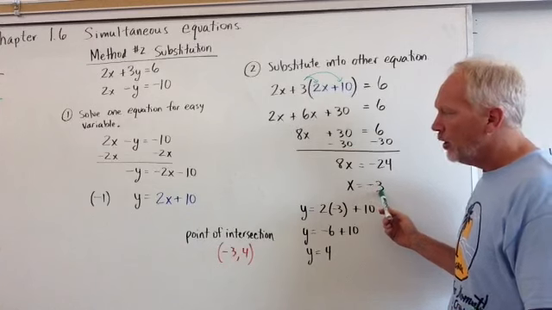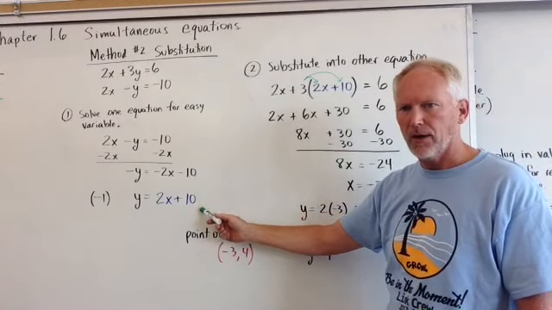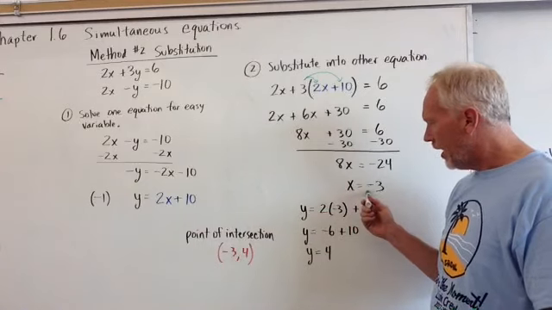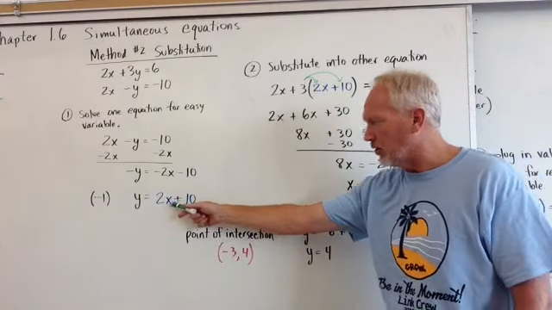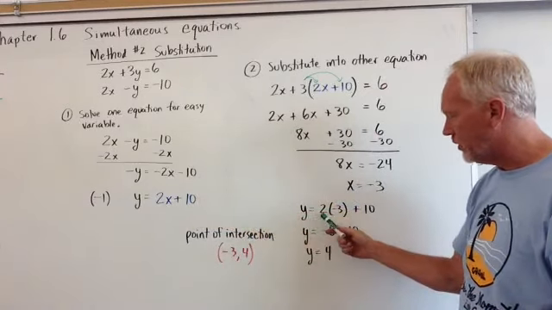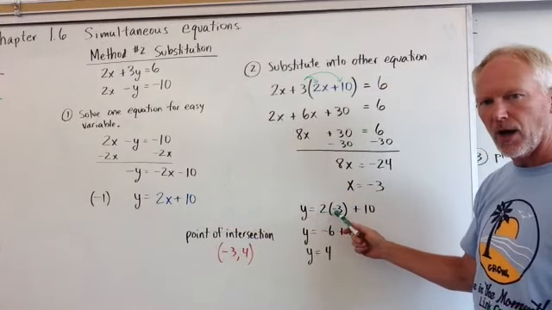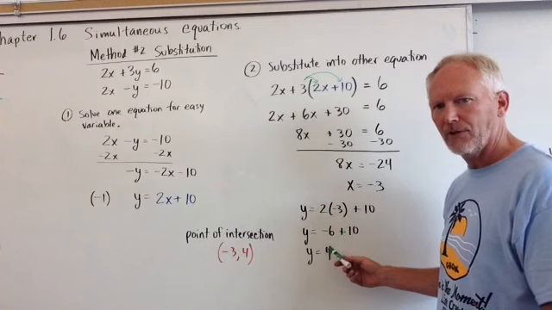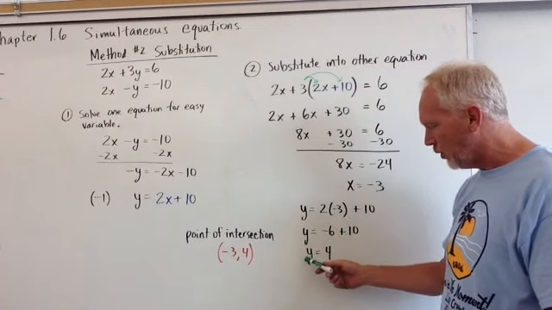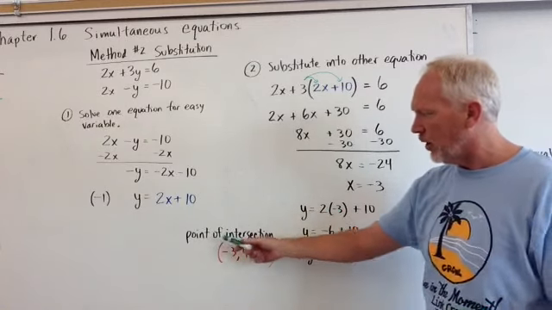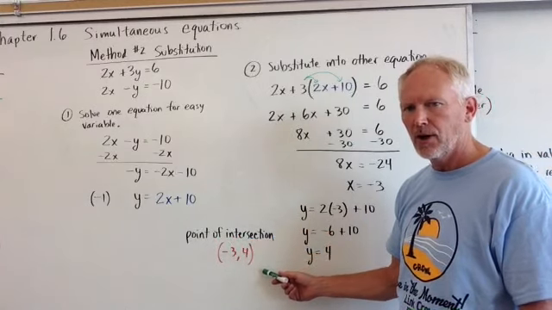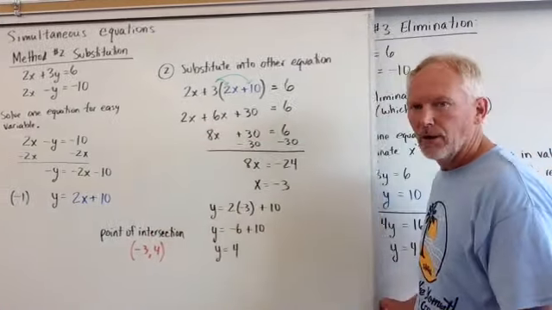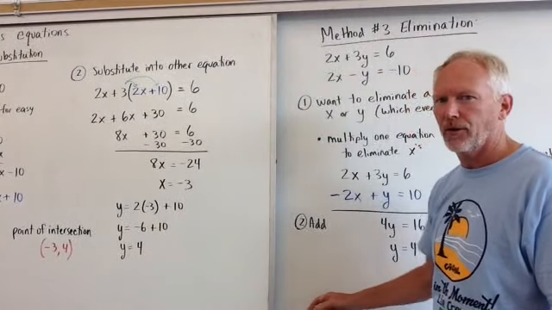What do we do with the negative 3? Well, we've already solved for what y is over here. So now what we have to do is take this negative 3 and plug it back into this equation, and we find out what y is. So let's do it. y is equal to 2 times negative 3 plus 10. 2 times negative 3 is negative 6 plus 10, so y is equal to 4. So again, our point of intersection was at negative 3, 4. Awesome. On a roll. So let's look at the final method.